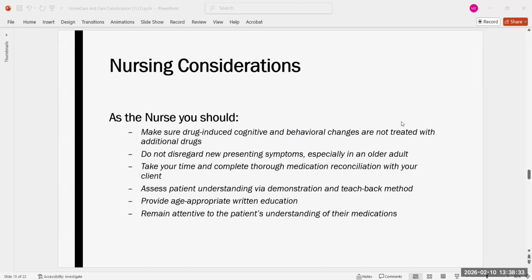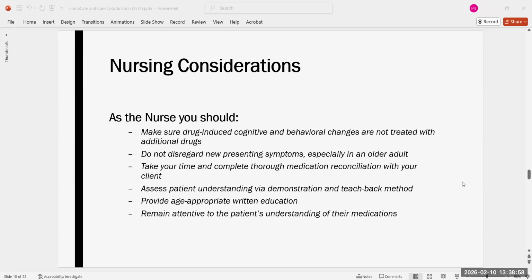Are they hypoxic? Do they have a UTI? What's their blood pressure? What's their overall perfusion? You don't want to disregard new presenting symptoms. Take your time, work with them to do a med reconciliation, and help them understand via demonstration and the teach-back method. Remember the things we talked about specifically related to teaching and learning with health education.